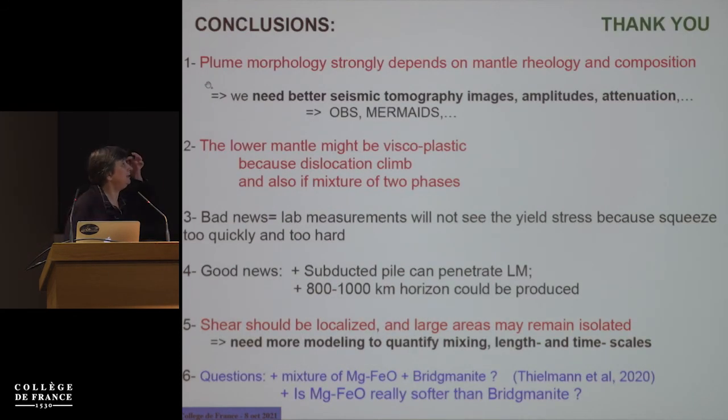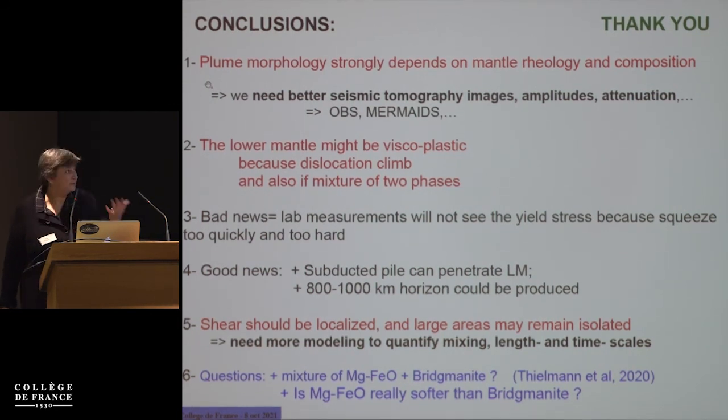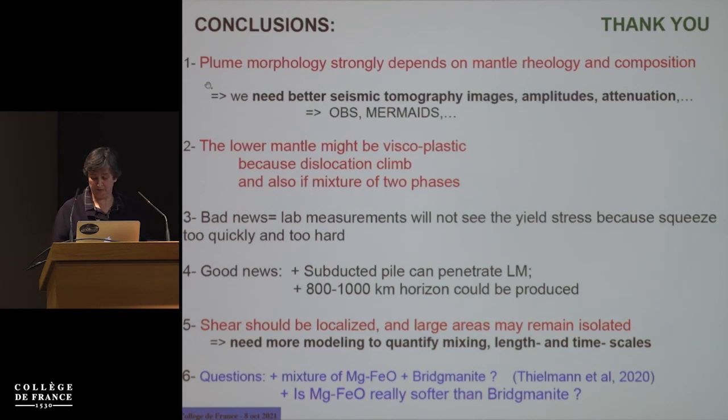So as a conclusion, I think that the plume morphology strongly depends on mantle rheology and composition. So it's really very important for geodynamics to have quantitative information about the morphology and also, of course, the temperature and compositional structure of the mantle, of a mantle upwelling, for example. So we need better tomographic images, as you all agree.